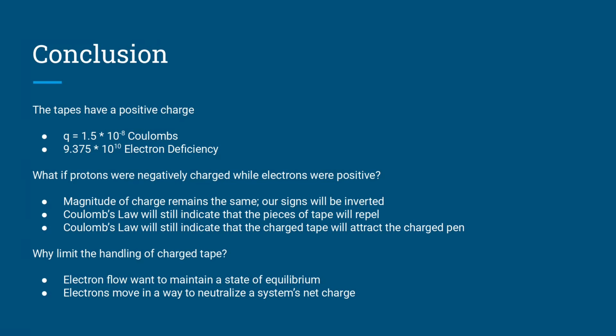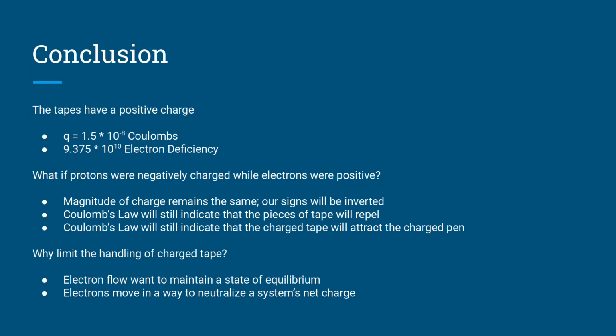What if protons and electrons switched roles as to who's negative and who's positive? How would that affect our data? We know that our magnitude will remain the same, but our signs will be inverted. If this change were to occur, Coulomb's law will still yield the same results. Two charged particles of tape will repel, and charged tape will attract a charged pen.